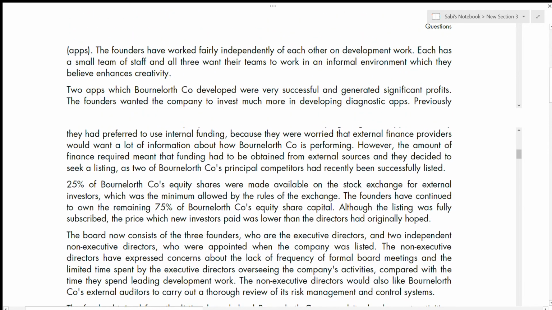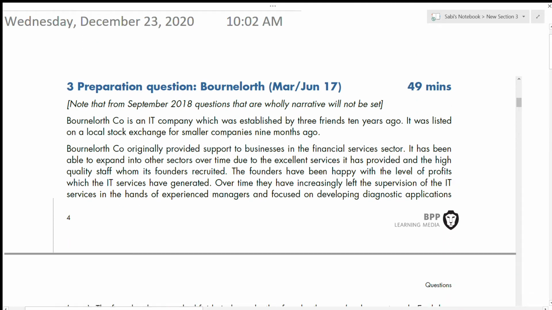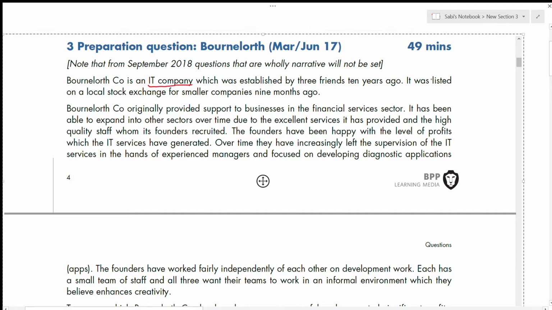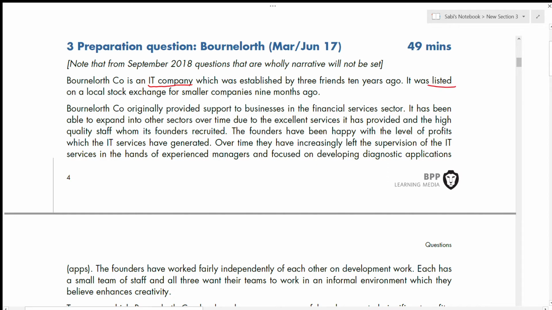First we'll go through the case study. Quickly we'll read it, right? Bournelorth company is an IT company which was established by the founders 10 years ago. It was listed on local stock exchange for a smaller company 9 months ago. So it's an IT company. Okay, and now it is listed on a local stock exchange, right? Local stock exchange.